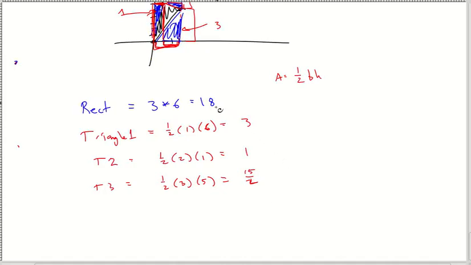And so what I'm going to do is take the rectangle, subtract all these guys, and that's my final answer. So 18 minus 3 minus 1 minus 15 over 2. And calculator action, I got 13 over 2. It was already on my notes. I was just pushing buttons to make it sound cool. This was an easy problem. You do not need to use calculus.